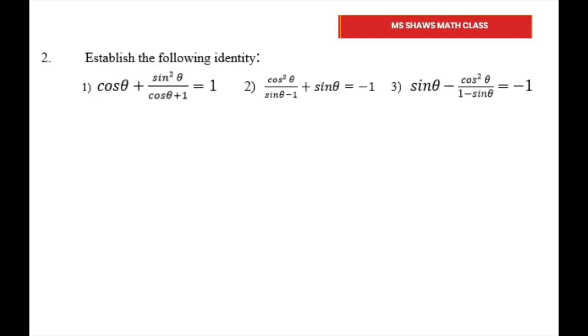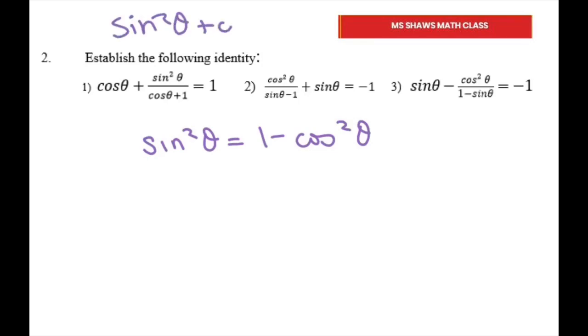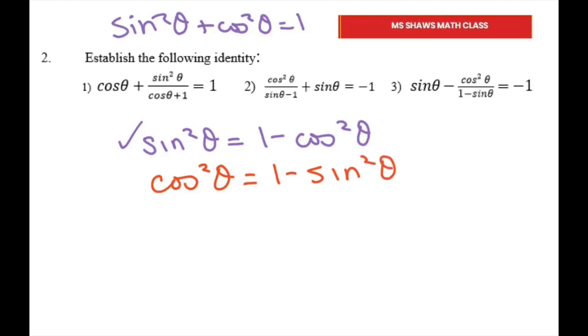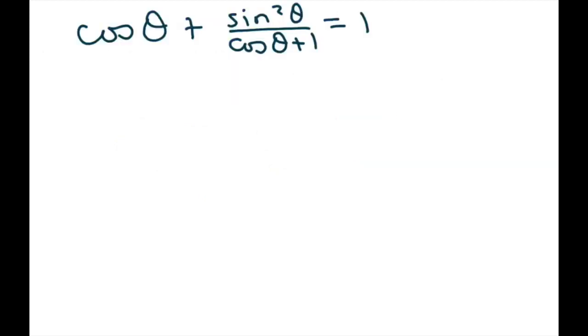Everyone, we're going to establish the following identities. On these three, the main thing you need to know is that when you have sine squared, that equals 1 minus cosine squared. You just know that sine squared of theta plus cosine squared of theta equals 1. So if you manipulate these equations and you subtract cosine squared from each side, you'll get that. Similarly, you can do cosine squared of theta equals 1 minus sine squared of theta. So just remember those, and we'll continue on.